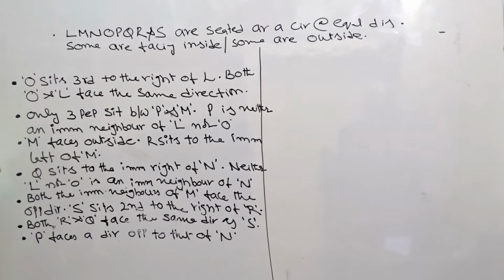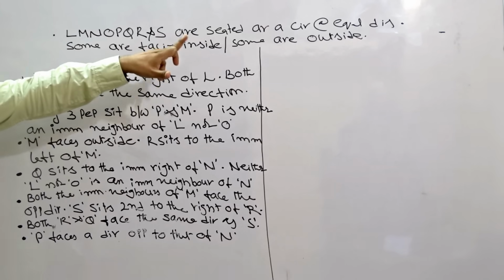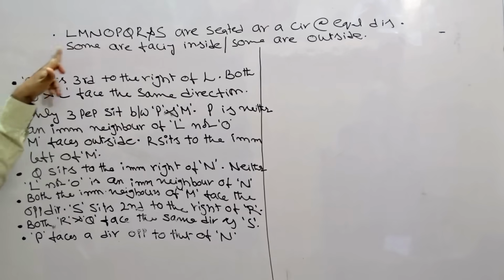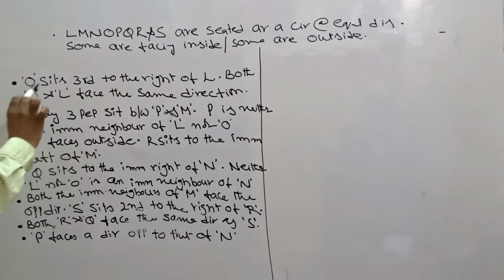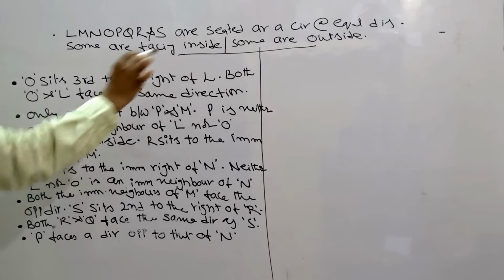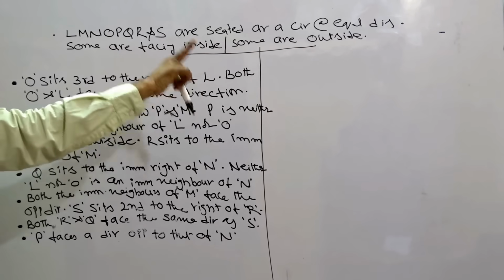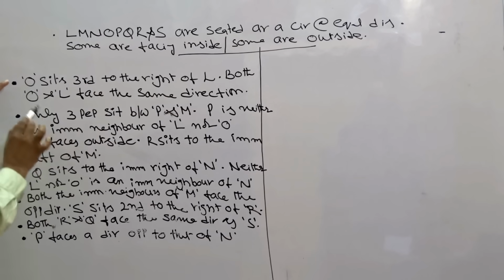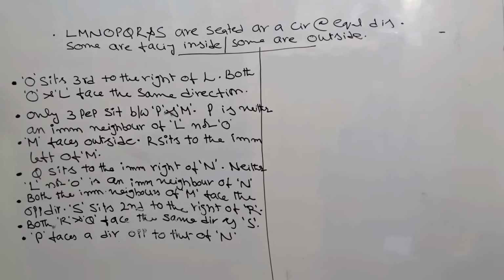The question says like this: L, M, N, O, P, Q, R and S are seated around a circle at equal distances, not necessarily in the same order. Some are facing inside, some are facing outside. This is very important. You see, we don't even know the number who are facing inside, how many are facing outside. The next one is O sits third to the right of L. Both O and L face the same direction.